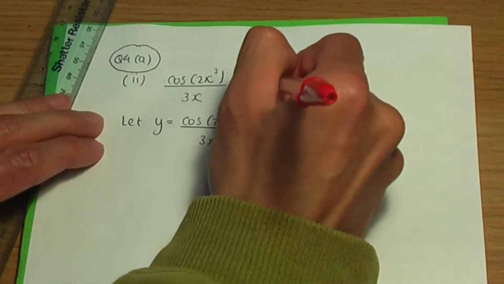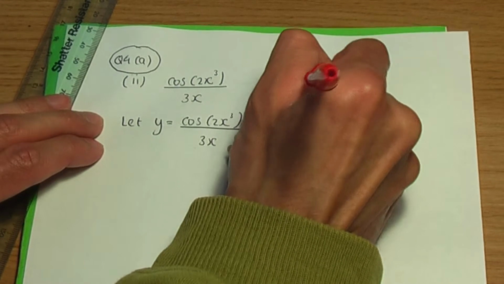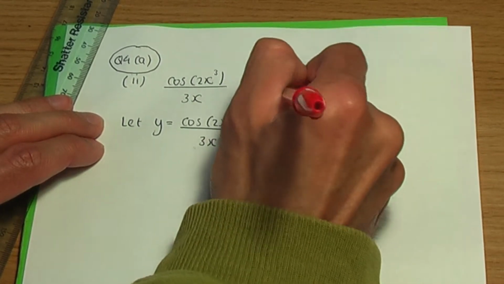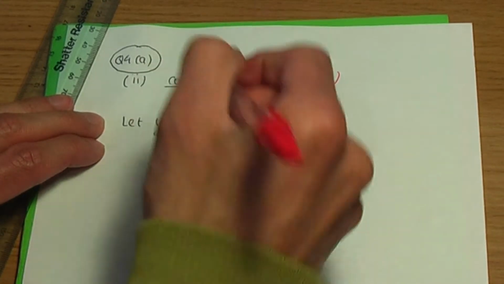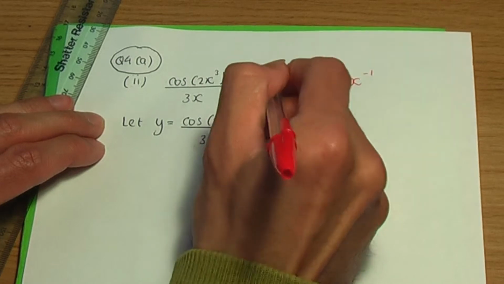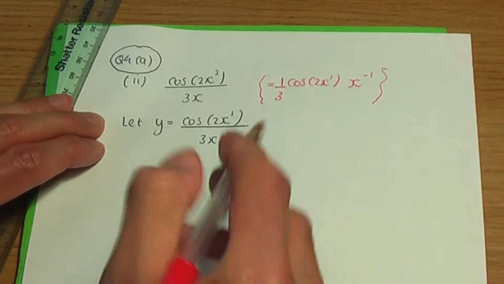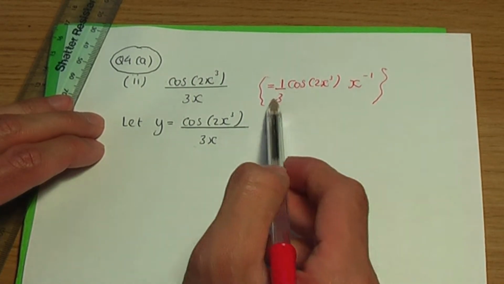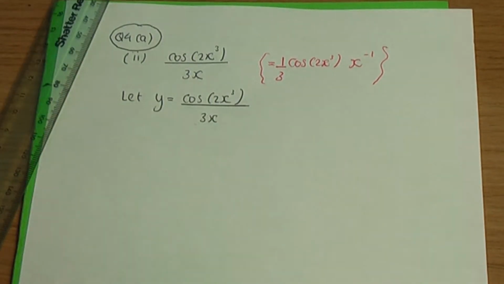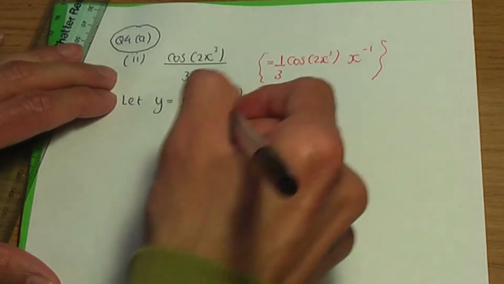So if I take this red pen, you could rewrite this as cos 2x cubed, and leaving the 1 over 3 as it is, you can bring the x upwards to give you x to the power minus 1. So you can apply the product rule based on this, but I'm going to use the quotient rule.